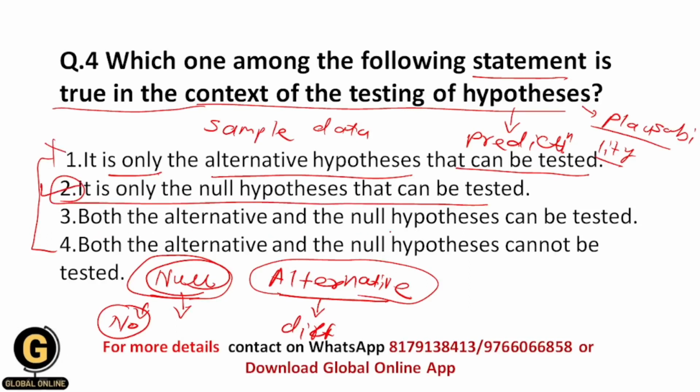Both the alternative and the null hypothesis can be tested. No, we have to test only the null hypothesis, so this is also incorrect. Both the alternative and the null hypothesis cannot be tested. We have to test at least one, that is only the null hypothesis, so this is also incorrect. So the correct answer is 2.